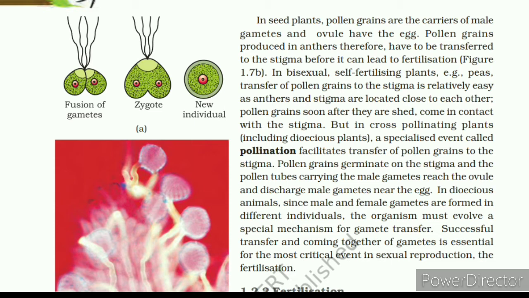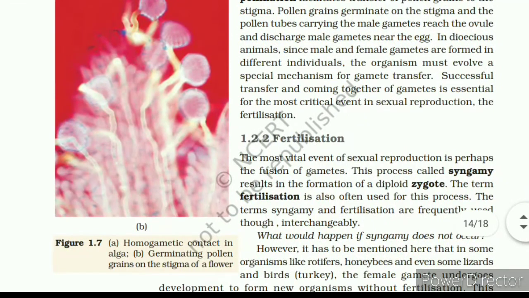1.2.2 Fertilization. The most vital event of sexual reproduction is perhaps the fusion of gametes. This process, called syngamy, results in formation of a diploid zygote. The term fertilization is also often used for this process. The terms syngamy and fertilization are frequently used interchangeably. What would happen if syngamy does not occur?